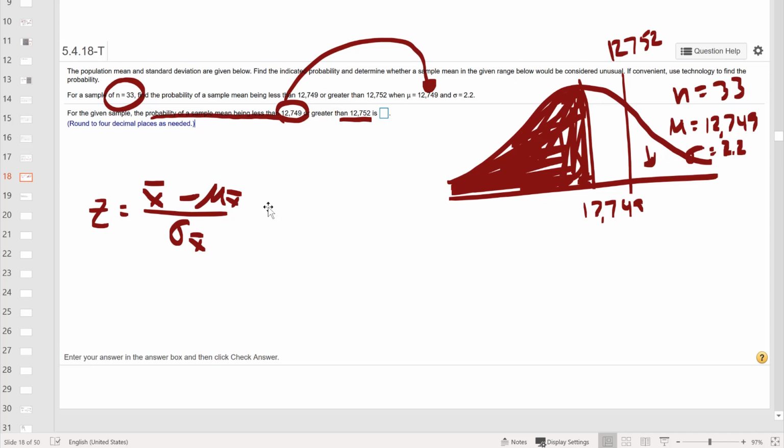Sample size is 33. Whenever the sample size is greater than 30, we can assume it's going to be a normal distribution, just because we have enough samples to make it normal. It's not skewed data anymore. So we change it to this right here. Okay, all this stuff means something. So let's go for it here.